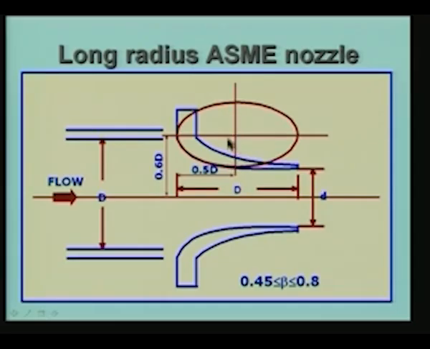Okay. So this is the standard procedure for obtaining the long radius ASME nozzle, and the long radius ASME nozzle is recommended for beta between 0.45 and 0.8. These are the values between which this can be used. And what is important for us is only the inner contour, the outer contour is of no significance, and the pressure is measured upstream of this face and close to this or some other face depending on the particular design.